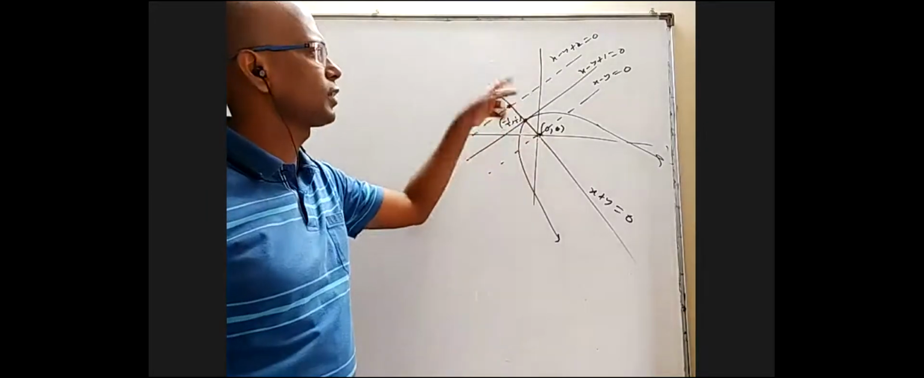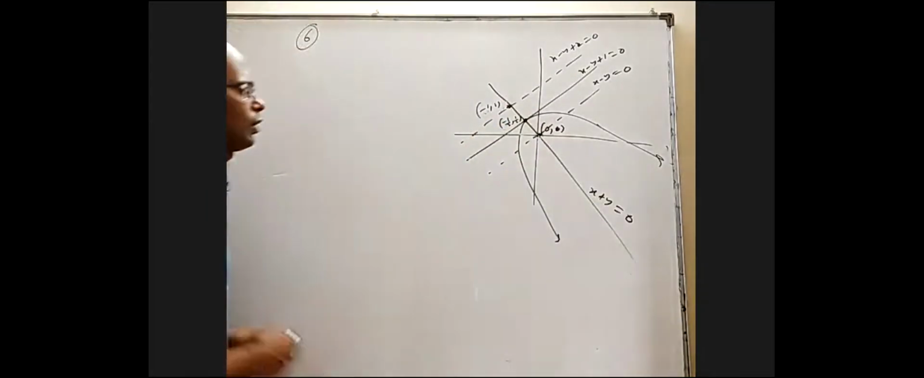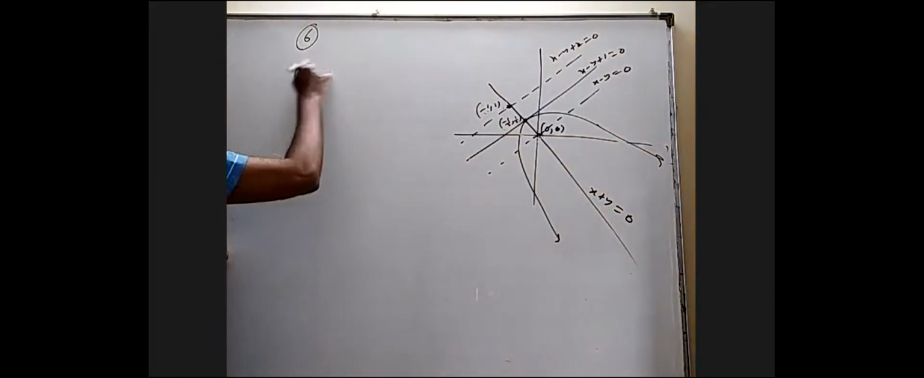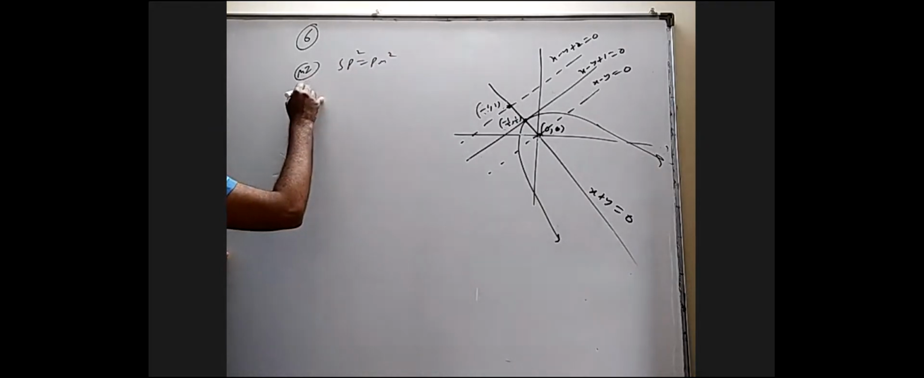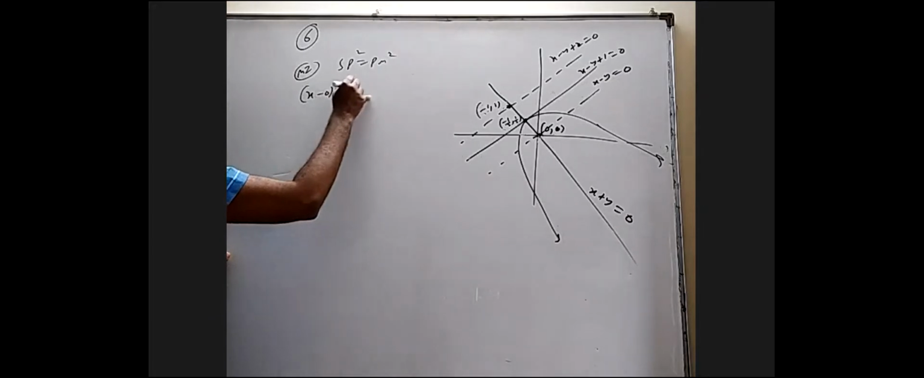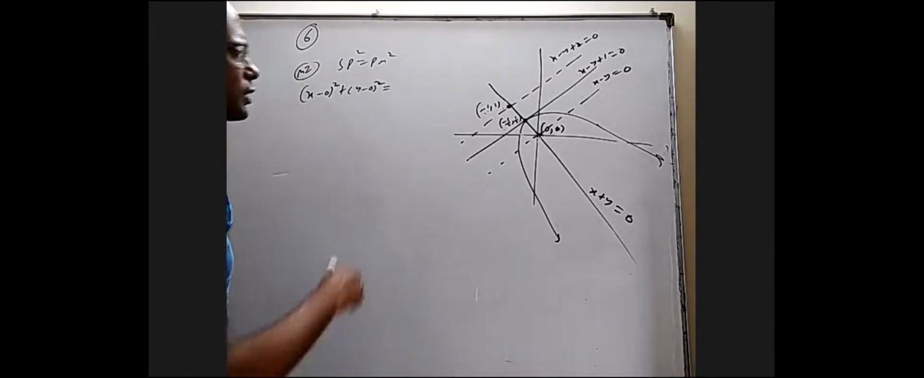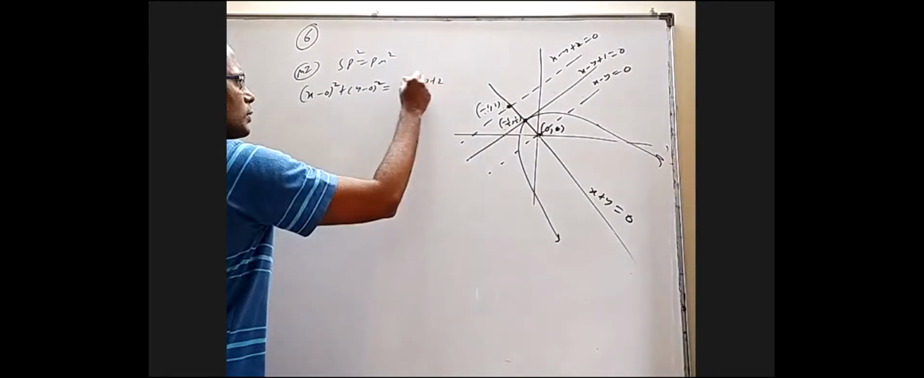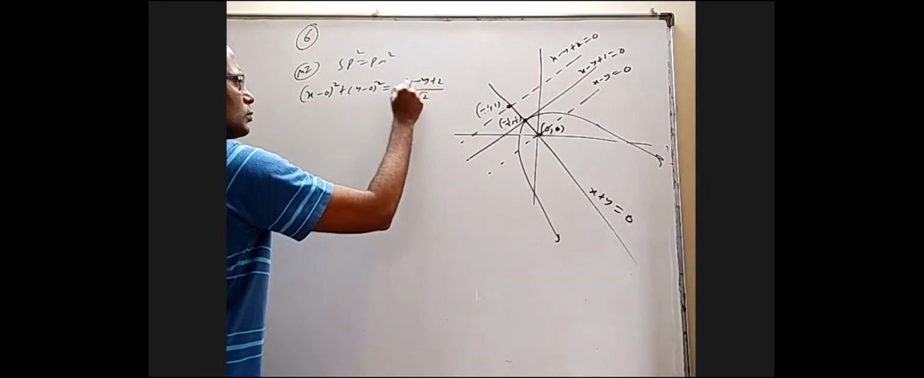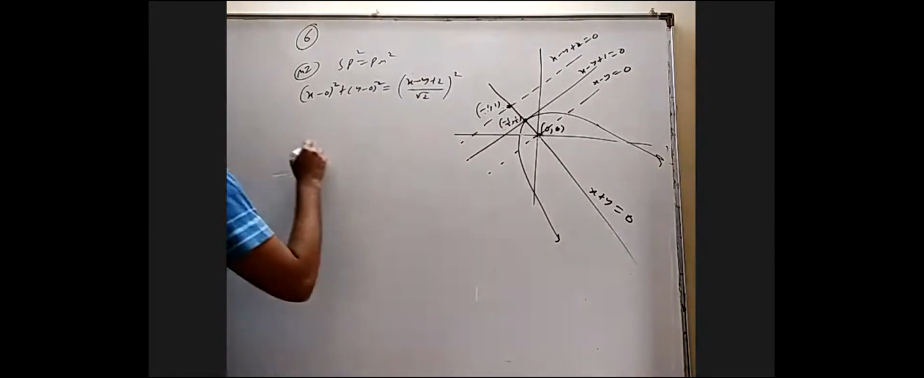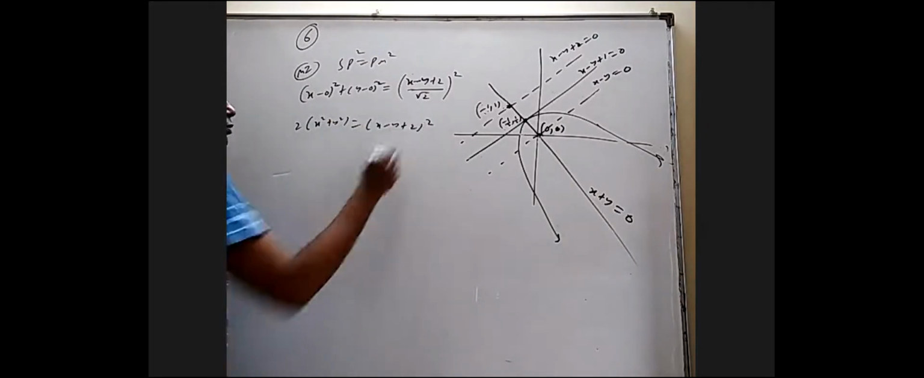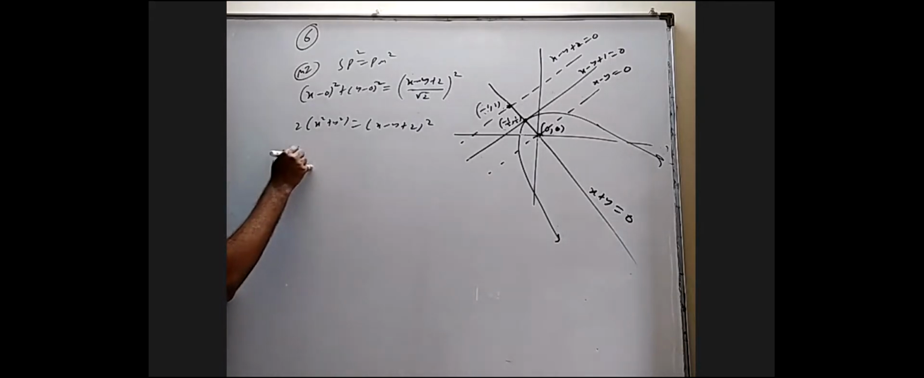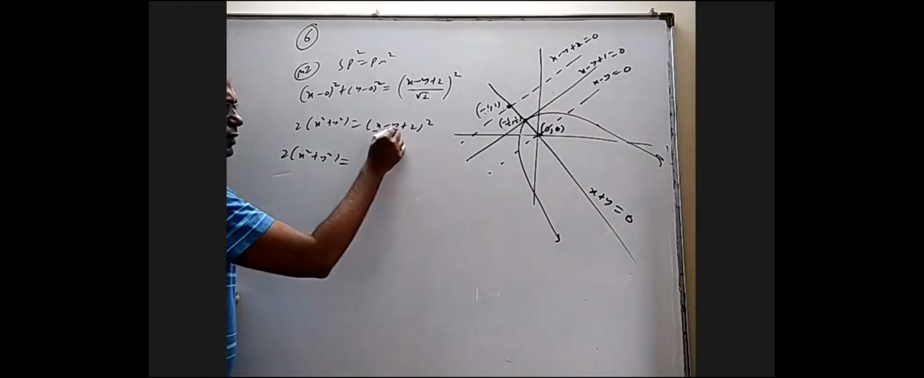So I know the focus and I know the directrix, I can use SP equal to PM, or we can use the new definition. So method 1, if I use SP equal to PM, or SP square equal to PM square, the distance to focus is (x minus 0) whole square plus (y minus 0) whole square. And the distance to directrix is (x minus y plus 2) by root 2, whole square. So 2 into (x square plus y square) is (x minus y plus 2) whole square. I can expand this, 2 into (x square plus y square).